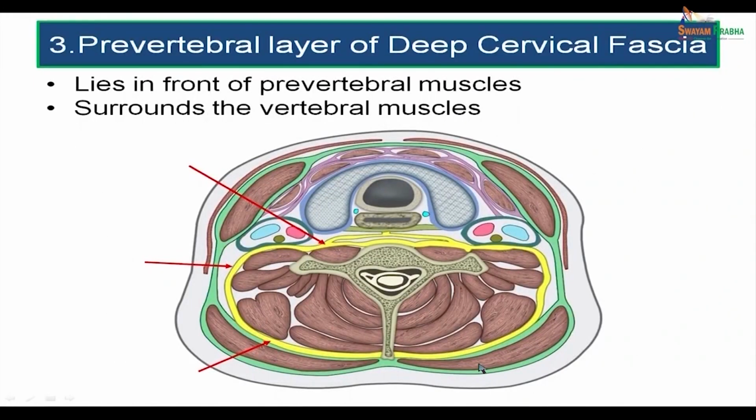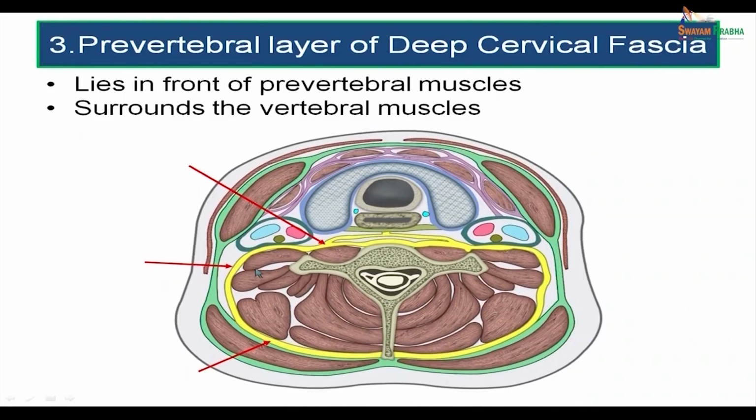Now we come to the third layer, that is the prevertebral layer of deep cervical fascia. It lies in front of the prevertebral muscles and also surrounds all the other muscles around the vertebrae, called vertebral muscles. So, let us look at the diagram.